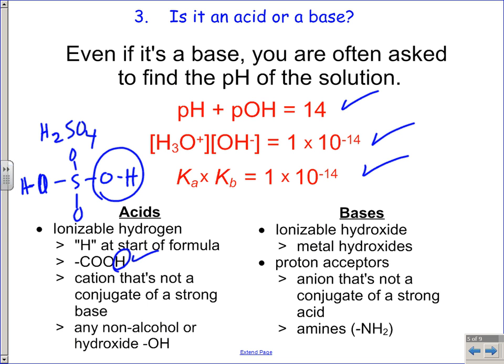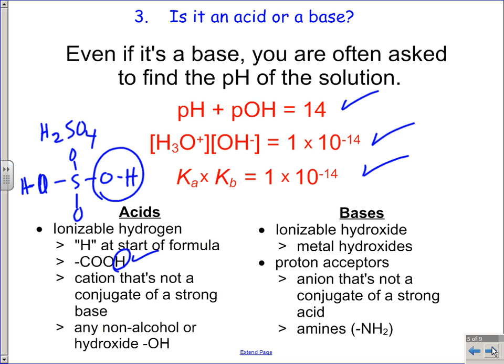No, our oxyacids are oxygen stuck to some central atom, and some of our oxygens, one or more, are going to have hydrogen stuck to them. That's not an alcohol. That's not a hydroxide. That's an ionizable hydrogen in the case of sulfuric acid and other oxyacids.